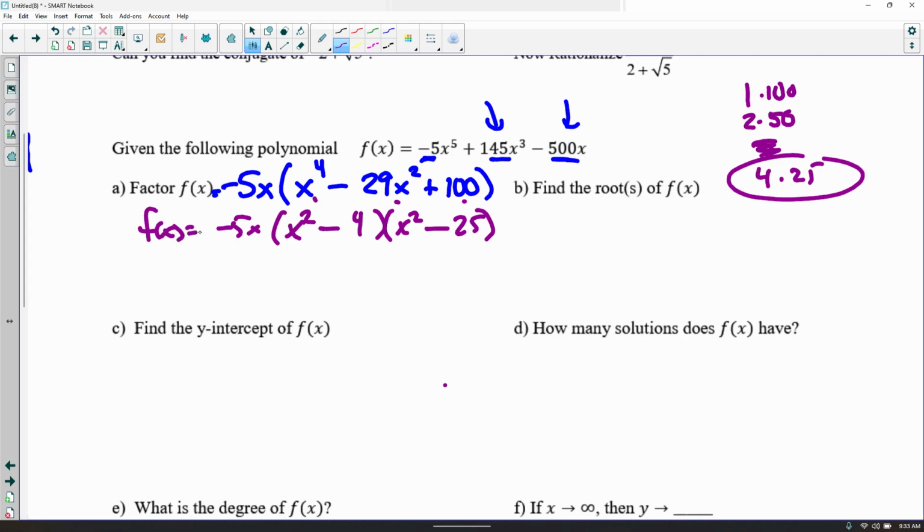Now what? F of x equals -5x. All right, so we have conjugate pairs here.